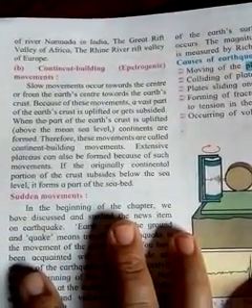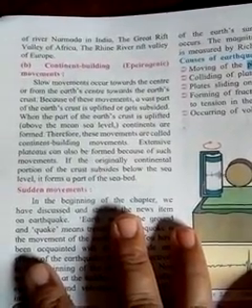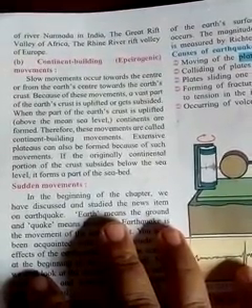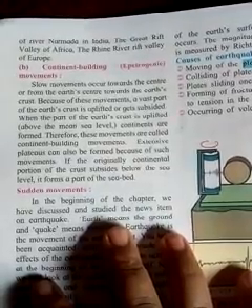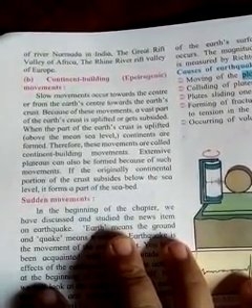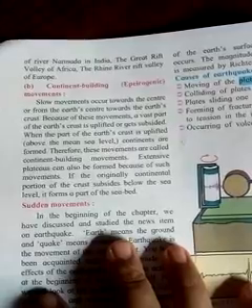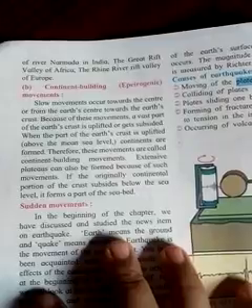The continent building, that is the epeirogenic movement, is a slow movement that occurs from the earth's center toward the earth's crust. Because of this movement, a vast part of the earth's crust is uplifted or subsides. When part of the earth's crust is uplifted, continents are formed. Therefore, this movement is called a continent building movement. Extensive plateaus can also be formed because of such movement.